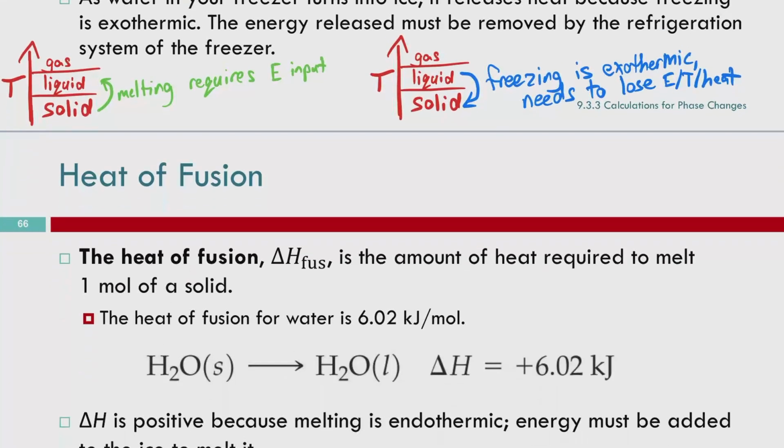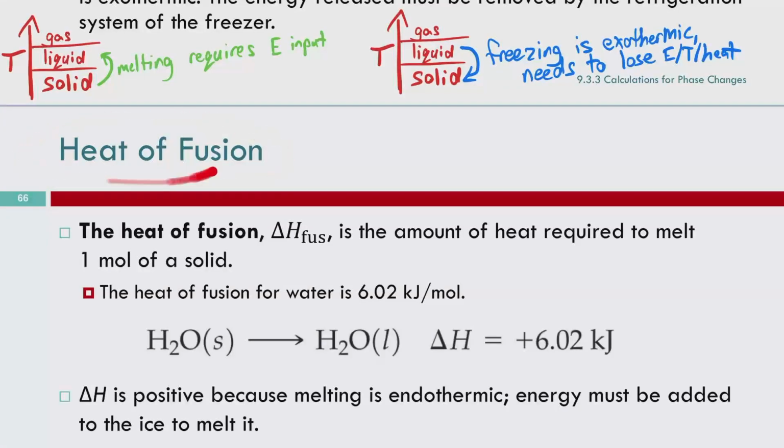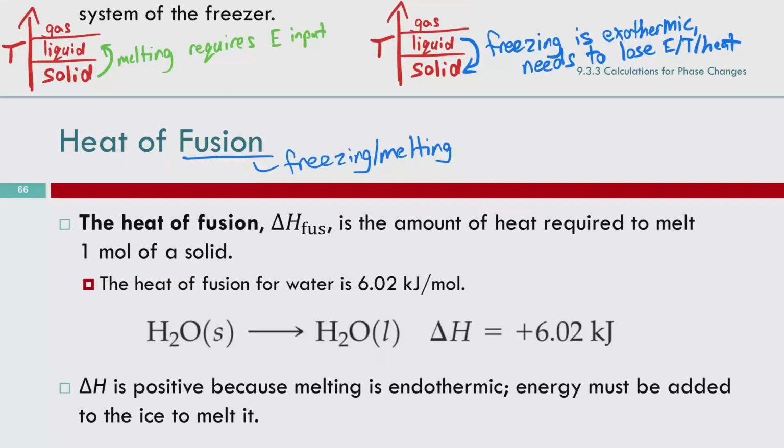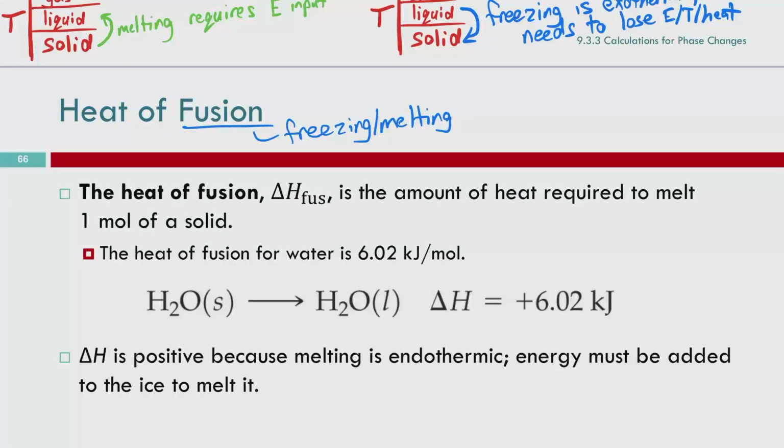So we've got some heat quantities. Our first heat quantity that we're going to talk about is the heat of fusion. And fusion is freezing or melting. It's the heat associated with those two phase changes. So our heat of fusion, we get delta H, change in heat. And then the FUS part does not stand for fusilli pasta, it stands for fusion.